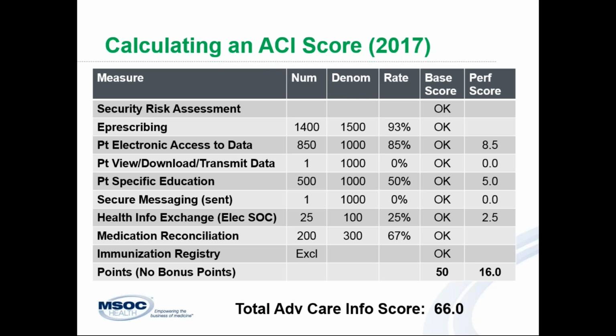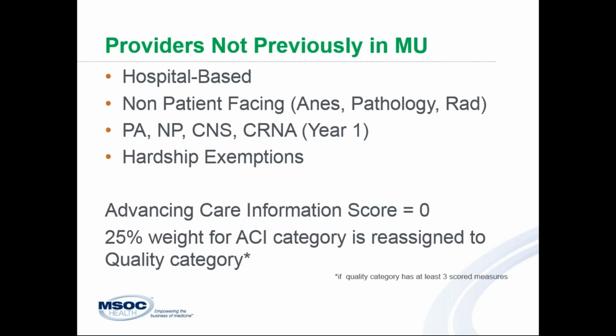So we add up all of our performance scores. In this case, I've got 16. And my score for this category, the sum of the bonus score, the base score and the performance score, is 66 points.